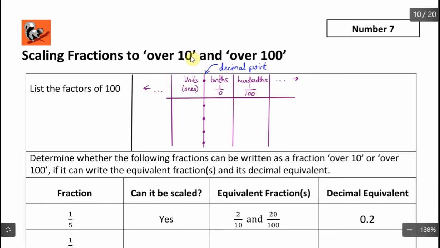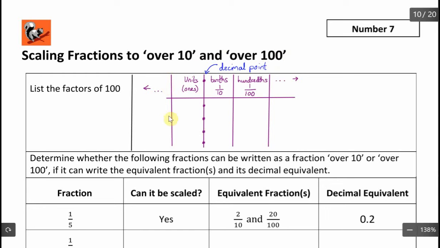Today we're going to look at a quick way to convert between fractions and decimals using what we know about place value. What this method relies on is being able to scale a fraction so that it is over 10 as the denominator or over 100 as a denominator.